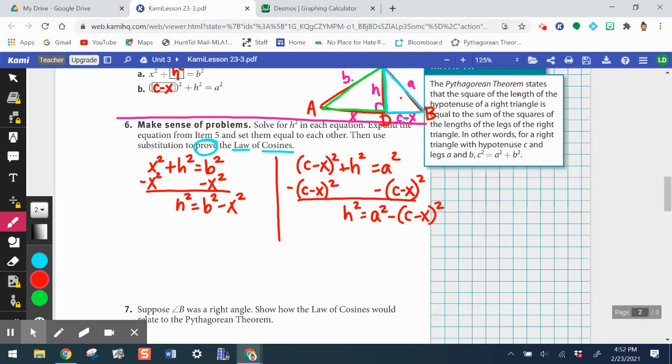Well, then the next step, after they said solve for h squared in each equation, was to expand the equation from item 5 and set them equal to each other. So we need to take c minus x. This is what's referred to in algebra as a binomial. We need to take c minus x and expand it.